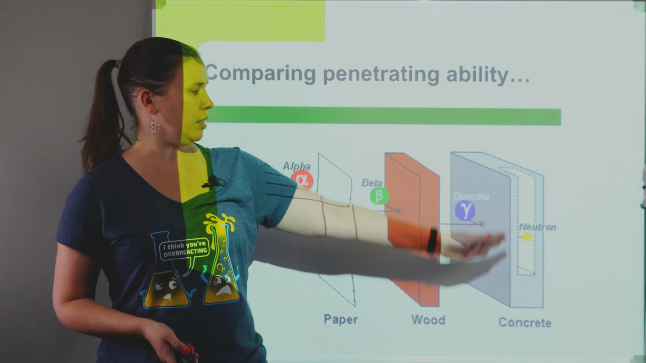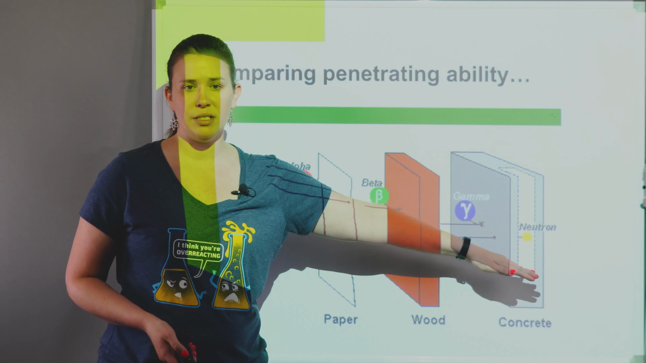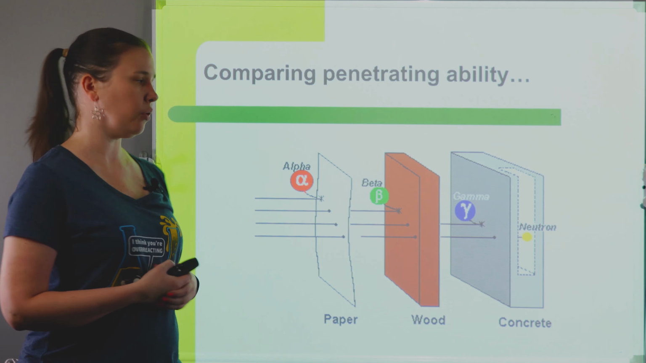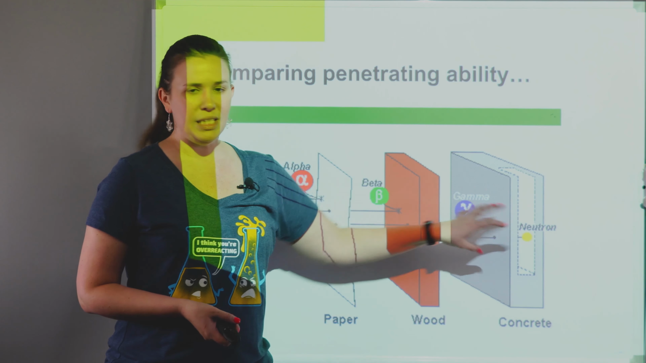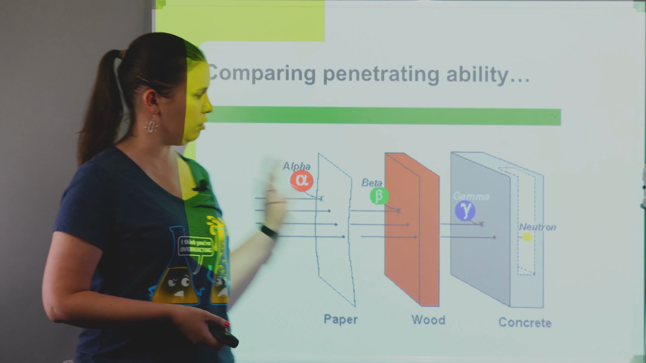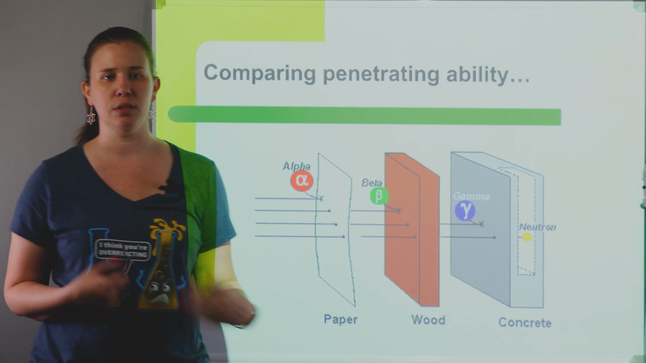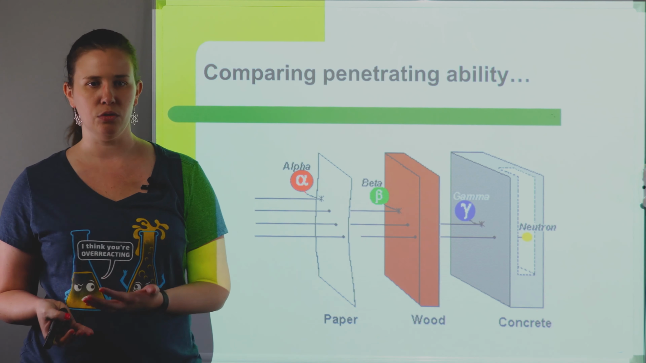Then you have gamma radiation, and even worse yet, the neutrons themselves, which can create radiation where there wasn't any before. So these need special barriers. They're going to make it through the walls of your house. They need reinforced concrete in order to contain your gamma radiation or your neutron.